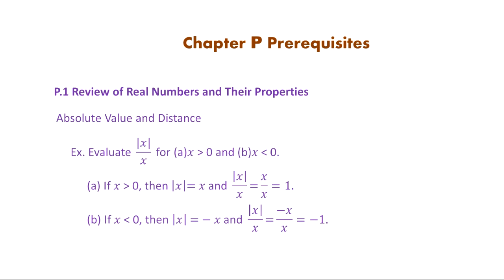So when you take the absolute value of a negative number, you change the sign to a positive. In other words, because x itself is negative, to get a positive, you have to negate the negative number. So this time we got the absolute value of x over x equal to negative x over x. And if you cancel x, you get negative 1. So 3 over negative 3 is negative 1. Any questions for this one?